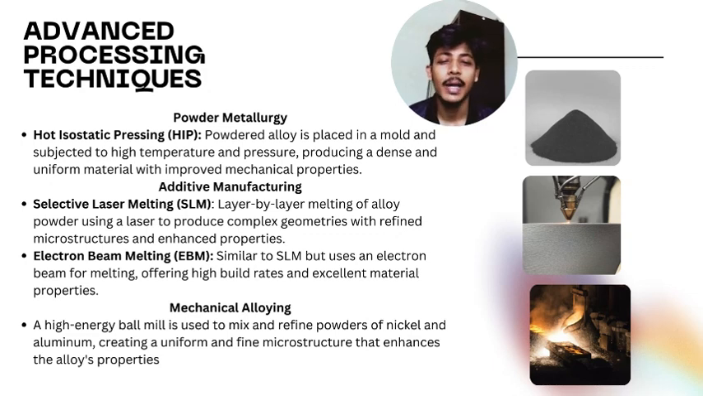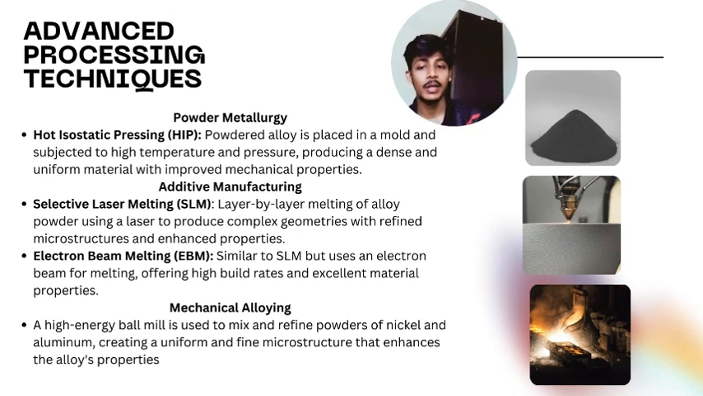Next, we'll talk about some advanced processing techniques to improve the mechanical properties of the alloy. First of all, I'll go with powder metallurgy. In powder metallurgy, we use hot isostatic pressing, where the powdered alloy is subjected to high temperature and pressure, producing fine grains and uniform materials with improved mechanical properties.